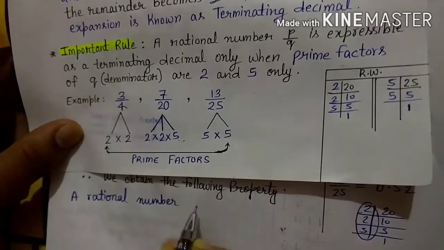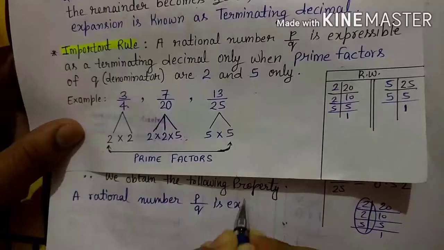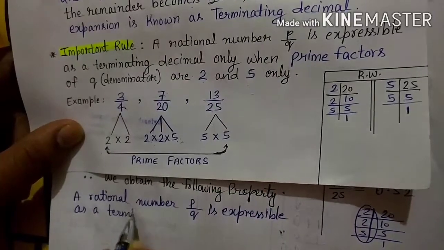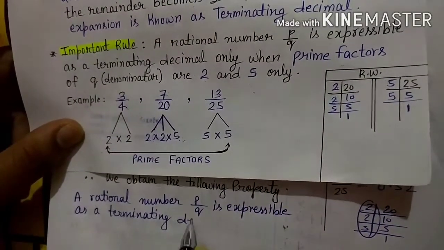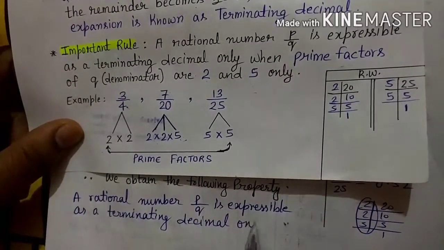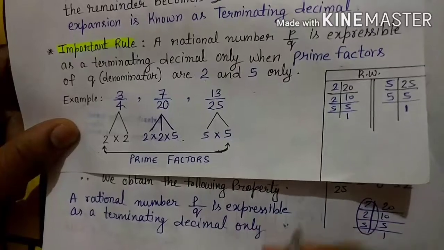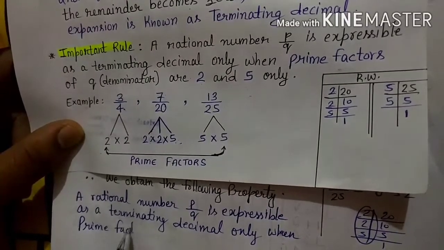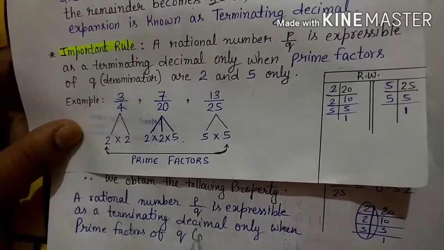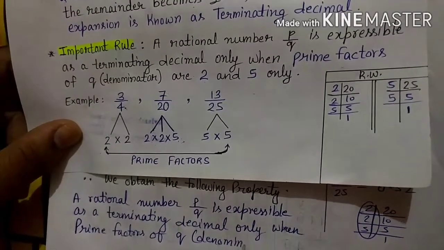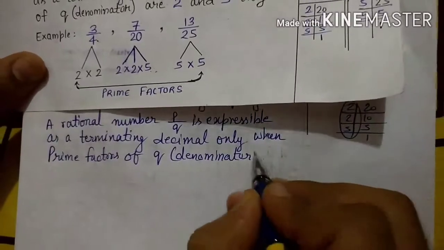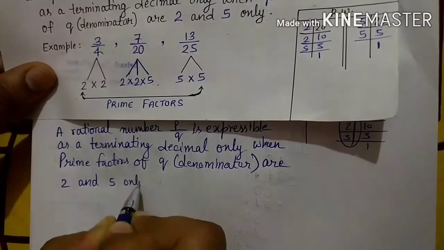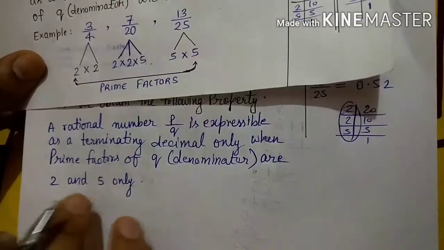number p upon q is expressible as a terminating decimal only when the prime factors of q, it means the denominator we can say, are 2 and 5 only. Okay, so this property we are following here.